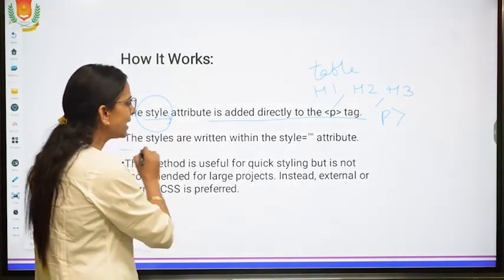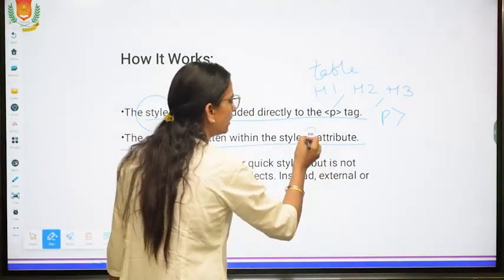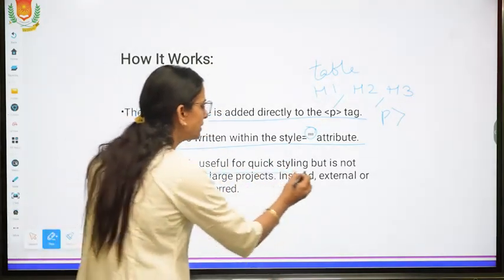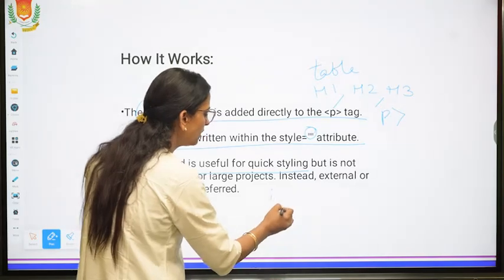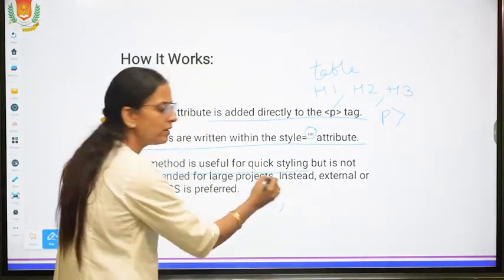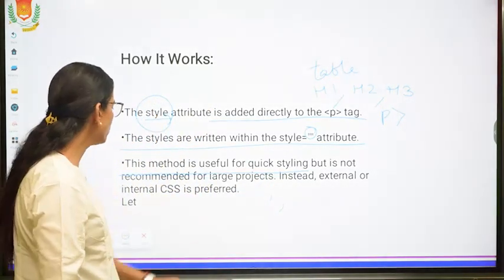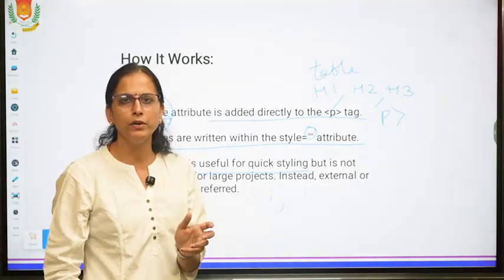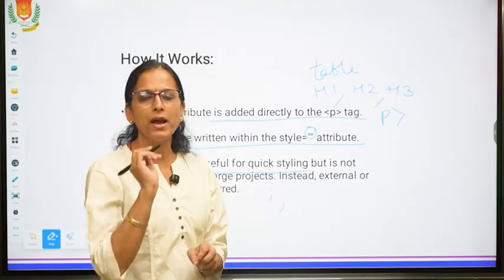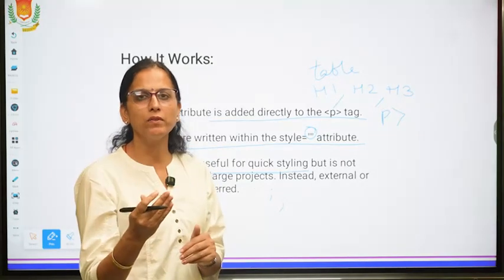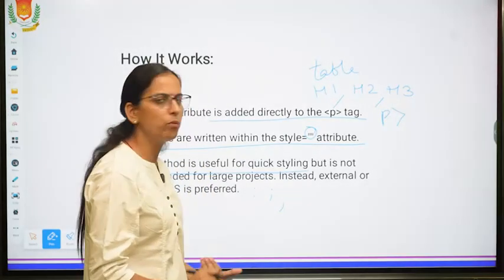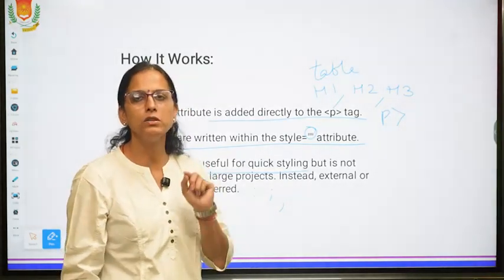The styles are written within double quotes. The method is always, like we have discussed, colon and semicolon both are used for defining the name of the attribute and the value of the attribute, separated by the semicolon, again the name of the attribute and value of the attribute, and in between both of them there should be a colon sign.